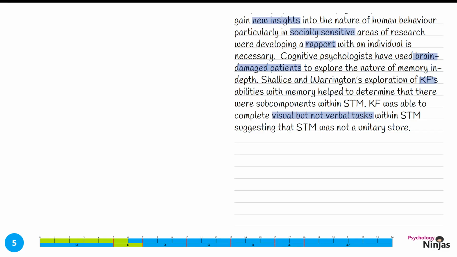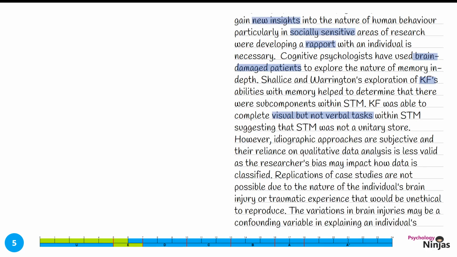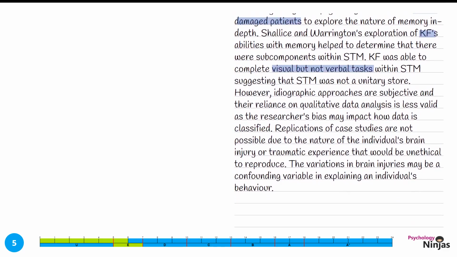We're then going to develop a counter-argument of why idiographic approaches might not be so useful. However, idiographic approaches are subjective and their reliance on qualitative data analysis is less valid, as the researcher's bias may impact how the data is classified. Replications of case studies are not possible due to the nature of an individual's brain injury or traumatic experience that would be unethical to reproduce. The variations in brain injuries may be a confounding variable in explaining an individual's behaviour.